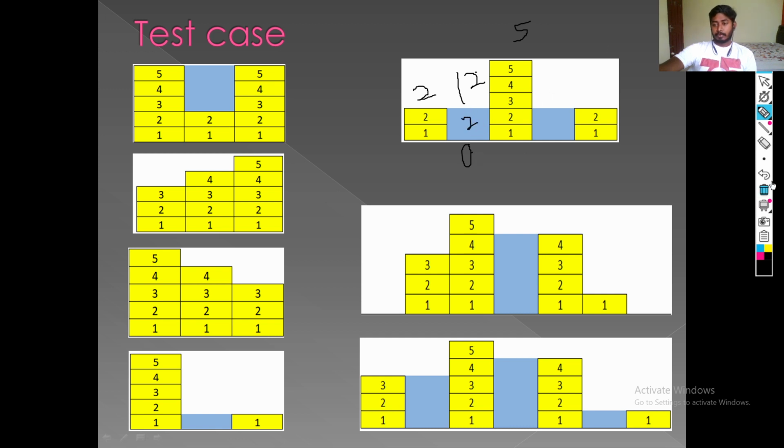Likewise, after that, we are coming to this particular place. We are going to see the current value is 5. The left maximum is 2. The right maximum is 2. Taking the minimum of these values, which is 2, minus the current block value 5, what we are getting is minus 3.